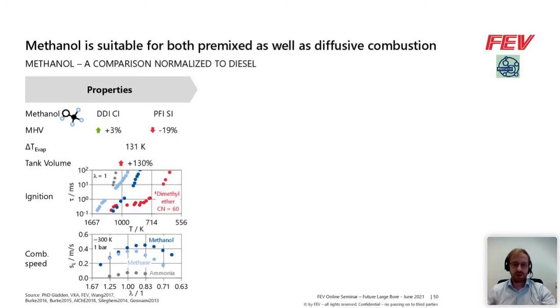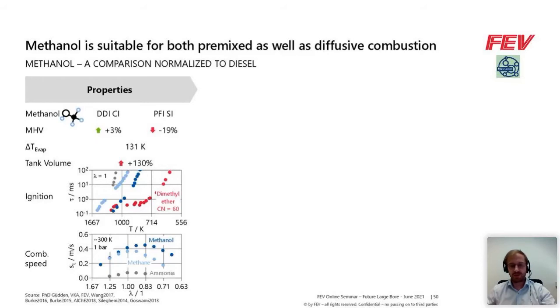On the ignition behavior, here we have ignition delay times in dark blue for methanol, in light blue for methane, and in red for dimethyl ether as a reference for a diesel-like fuel. Here we can see for methanol, if we consider the evaporative cooling, this would basically shift the ignition delay curve to slightly higher temperatures. We have a fuel with quite good knock resistance, comparable almost to natural gas or methane. But with a little bit of pilot diesel assist, we can also realize quite good ignitability. So both options are quite good for methanol.